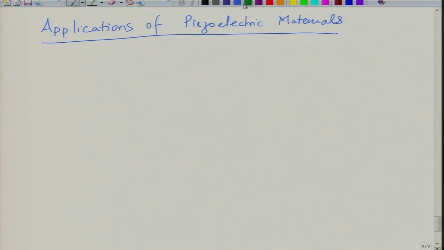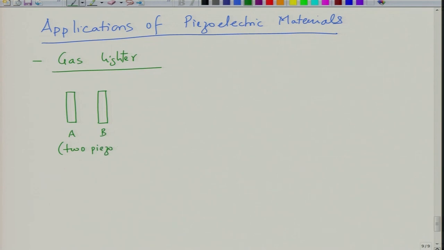So the first application we consider is a gas lighter, which is a very simple application, just to light the gas by generating a current in the circuit. So what does this require? You need two piezoelectric pieces, let's say A and B, two piezoelectric samples. We take them in such a manner that their polarizations are reversed. So let's say one has this polarization, another has this polarization.